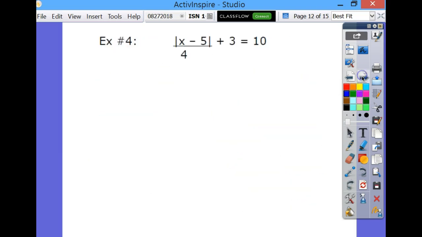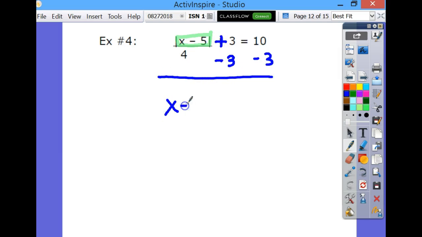In our next example, this is the absolute value. This is the part we're going to isolate. You isolate it by getting rid of everything that's added, subtracted, multiplied, or divided on the outside of the absolute value. You do the adders and subtractors first, the 3. What am I going to do to get rid of the 3? The opposite of add is subtract.